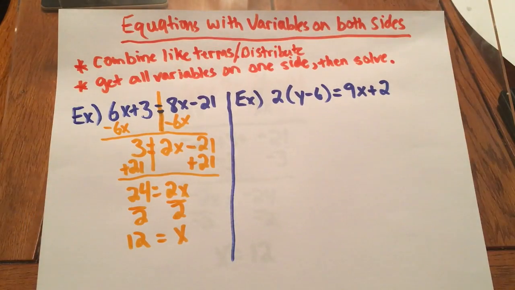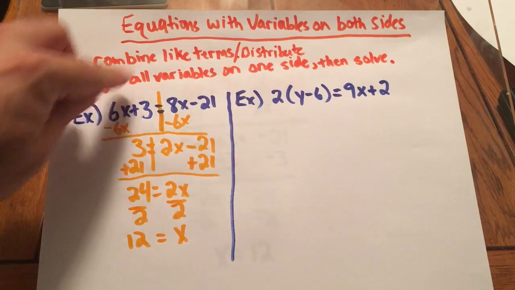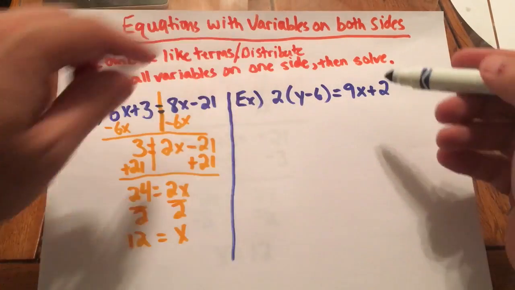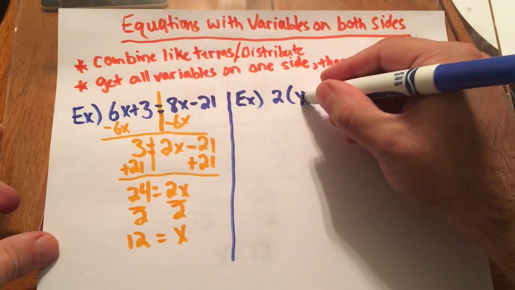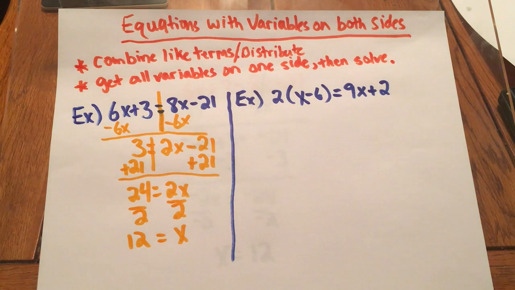All right. Moving on to the next example, I've got 2 times parentheses y minus 6 is equal to 9x plus 2. Now, before I go wonky and start moving all these variables together, also notice I made a little mistake here. This should be an x. 2 times x minus 6 is equal to 9x plus 2.